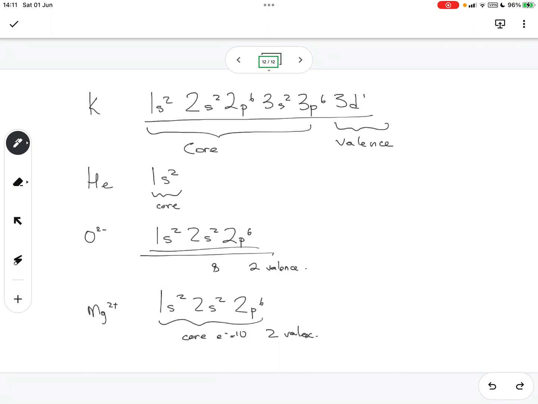Right? And secondly, building a model of an atom.